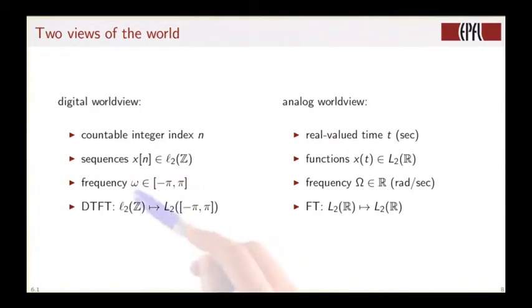To make it slightly more mathematical, the digital view is you have a countable index, so x of n, where n is an integer. So we have sequences, and we like to have sequences that are square summable, so x of n is in L2 of Z. We have a frequency that is limited between minus pi and pi, and we have a Fourier transform called the discrete time Fourier transform, which maps from L2 of Z to capital L2 of minus pi to pi. The analog worldview is that we have a real time in seconds, t is measured in seconds, we have functions on the real line x of t, we like them square integrable, that's what we call capital L2 of R. The frequency is given in radians per second and is unlimited, unlike in the discrete time case, and we have a Fourier transform that maps L2 of R functions into L2 of R functions, as we will see shortly.